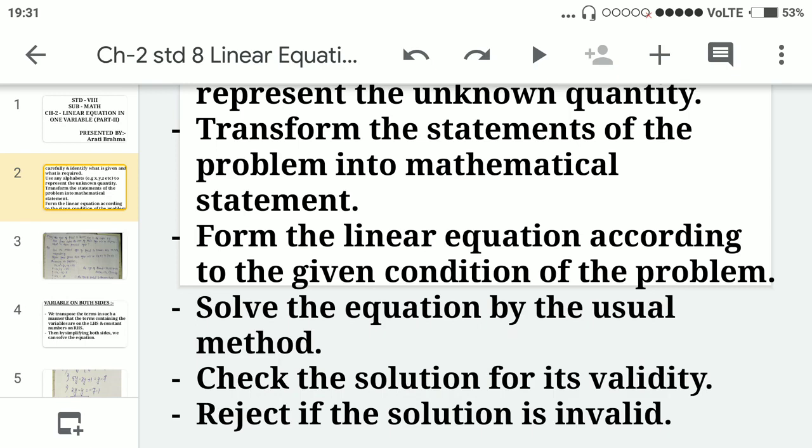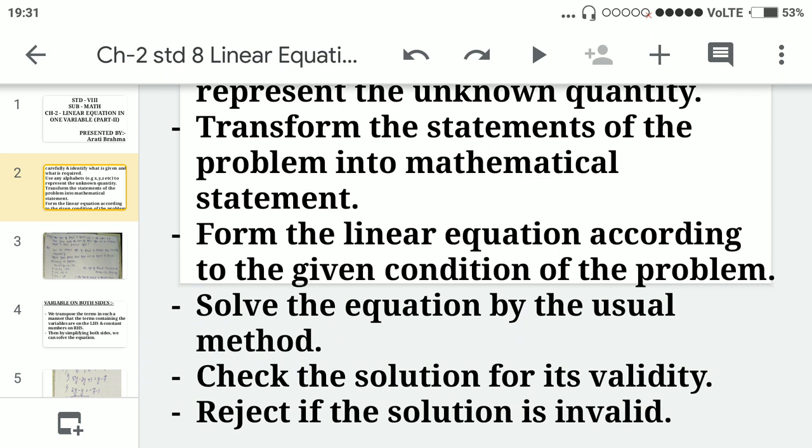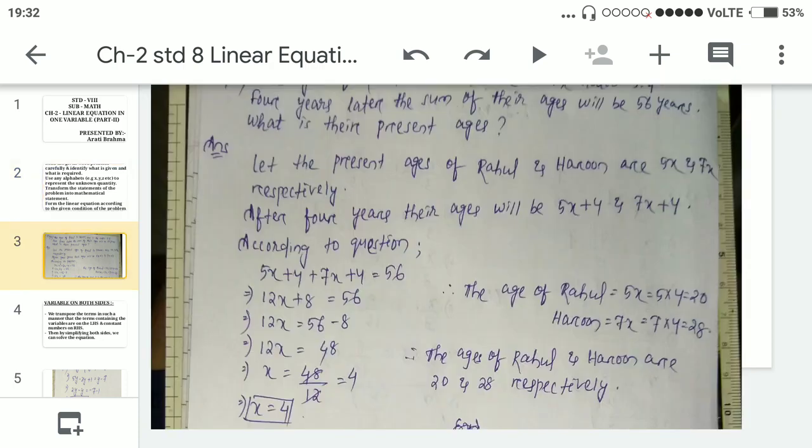Then solve the equation by the usual method. As I already discussed in the previous video how to solve an equation, after converting the word problem into a mathematical statement, you can follow any method and solve it. Then check the solution for its validity. After calculating the value of the variable, put that value back into the equation. If LHS equals RHS, then your answer is correct, and if not, you need to check again and then solve it. Okay, related to this, let's go for one example.